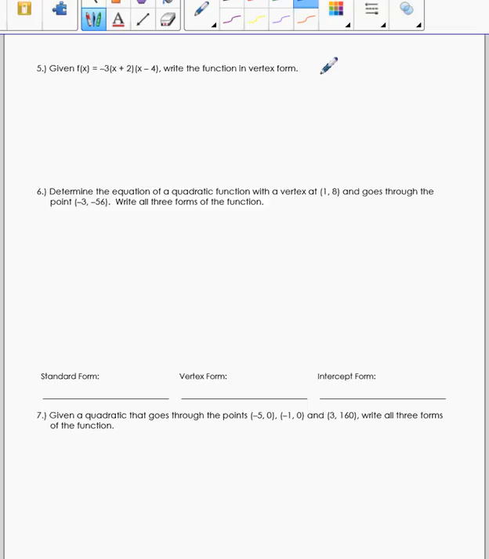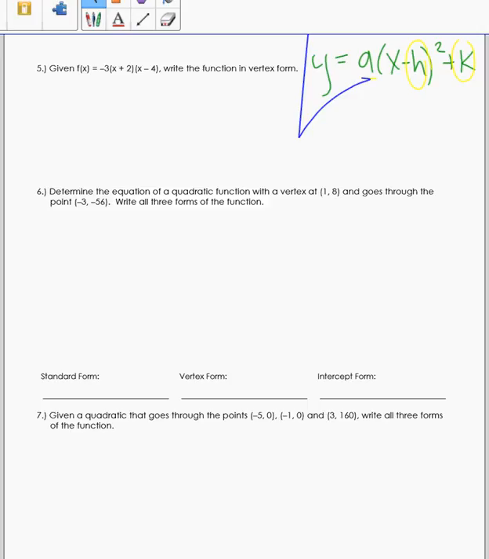Think about when you're in vertex form, you have y equals a times x minus h squared plus k. So the two things that you need is your vertex, which is going to give you your h and your k, and then your a value. So if you need those two things, you need to say, okay, well, how can I find my vertex? I obviously already have my a value, because it's right here. So a equals -3. Then I can just find my vertex.